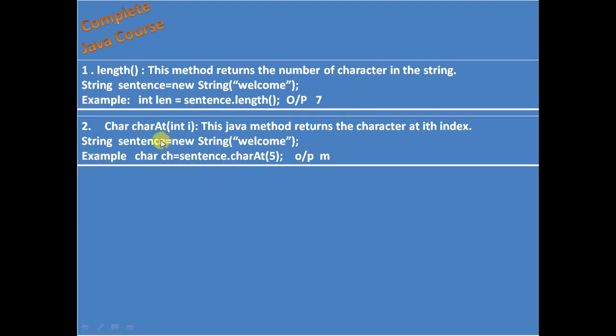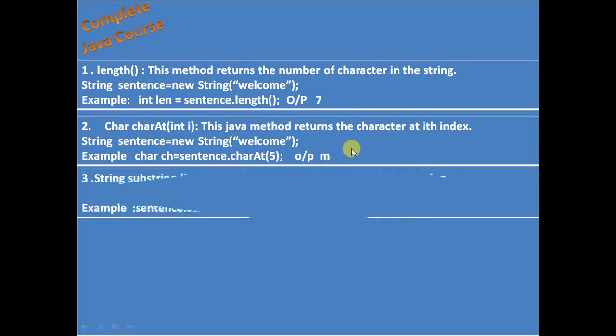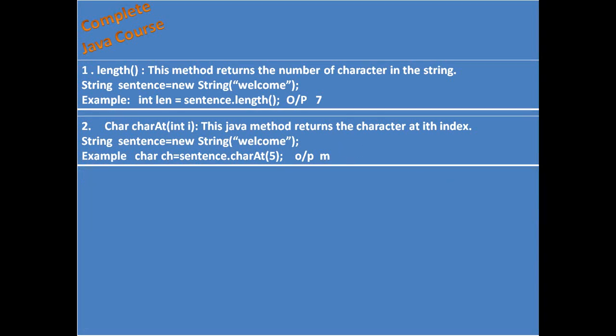Now the next method is charAt, with an integer parameter. This Java method returns the character at the ith index. Suppose you create a string with the value welcome, and you call the charAt method passing index 5. Index starts from 0, so you count 0, 1, 2, 3, 4 and 5. 5 is m, so index always starts from 0. Let me show you.